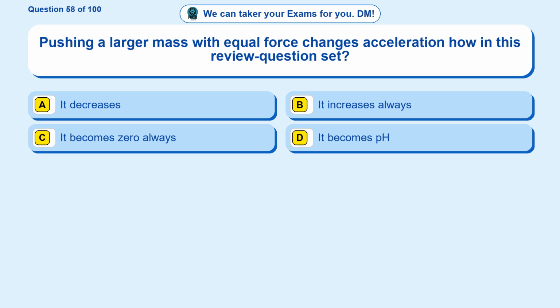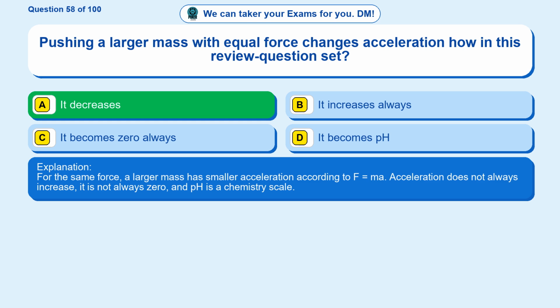Question 58. Pushing a larger mass with equal force changes acceleration how in this review question set? Option A, it decreases. Option B, it increases always. Option C, it becomes zero always. Option D, it becomes pH. The correct answer is option A, it decreases. For the same force, a larger mass has smaller acceleration according to F equals ma. Acceleration does not always increase, it is not always zero, and pH is a chemistry scale.